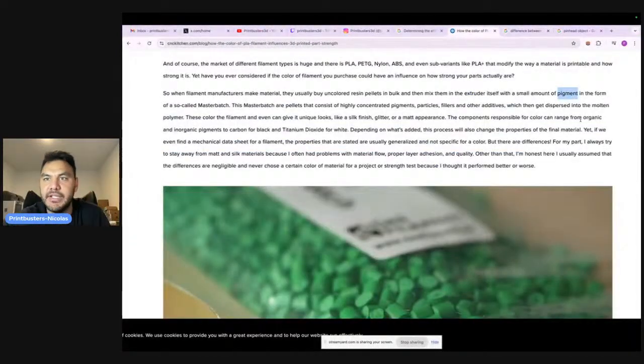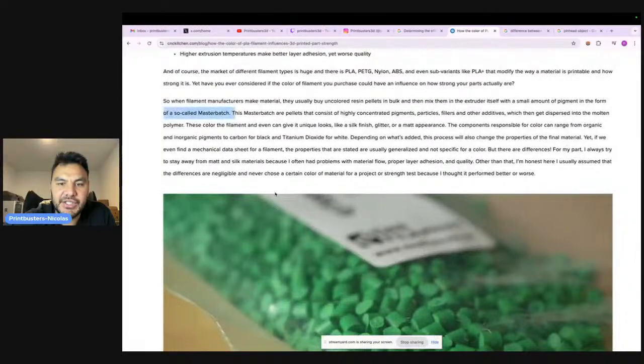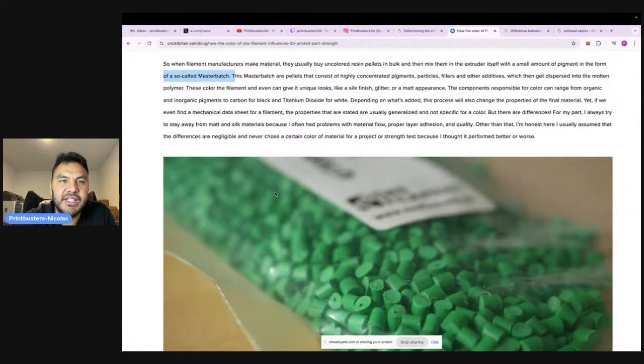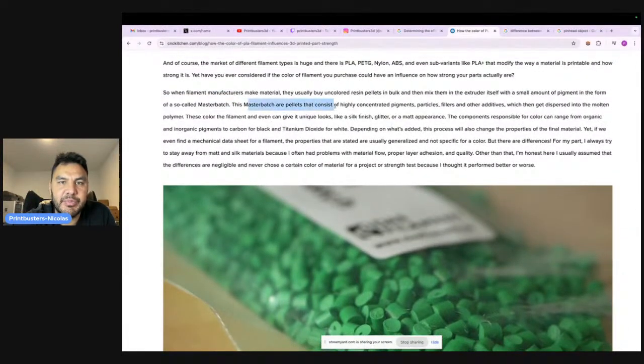Okay, let's go back here. So here we are only talking about pigments, but something to keep in mind is there is both. Filament manufacturers are using both dye and pigments. Small amount of pigment in the form of so-called master batch. So master batch, the meaning is these master batch are pellets that consist of highly concentrated pigment particles, fillers, or other additives, which then get dispersed into the molten polymer.